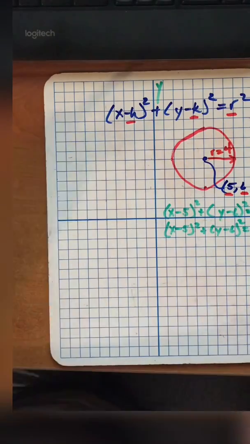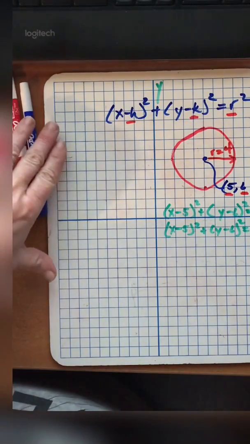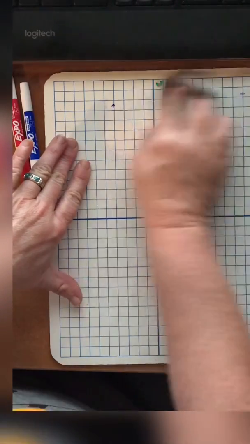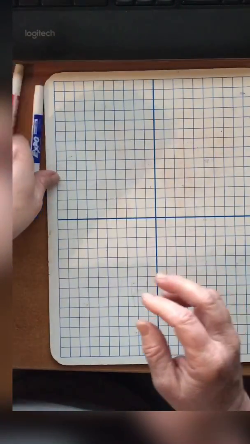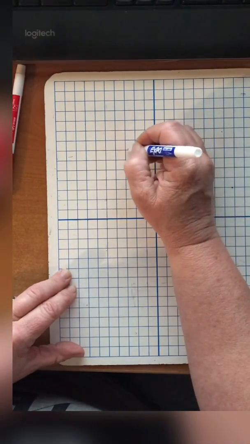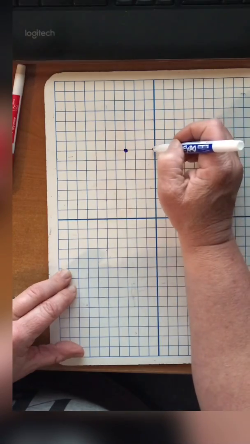Now let me give you one. Let me give you one where the signs are a little bit different. Okay, so I'm going to draw a circle over here.